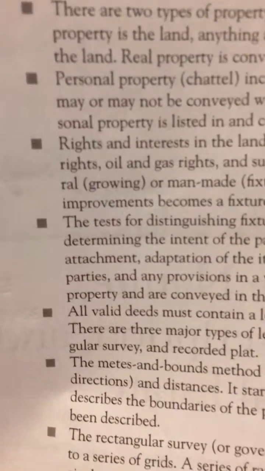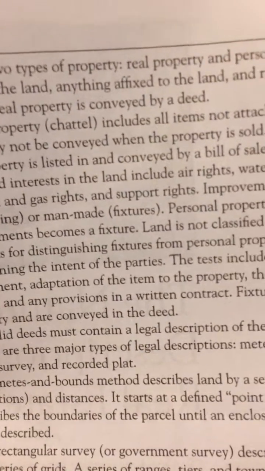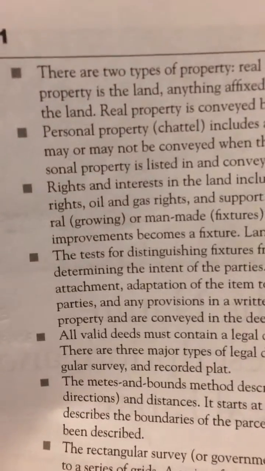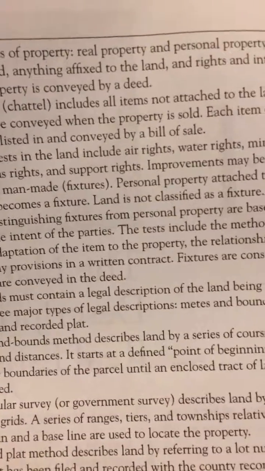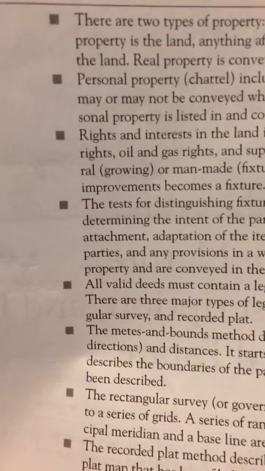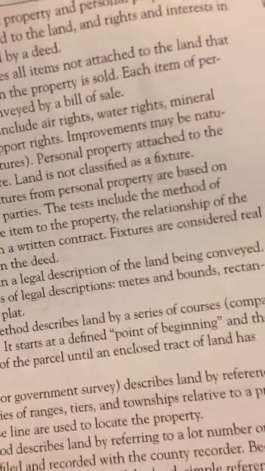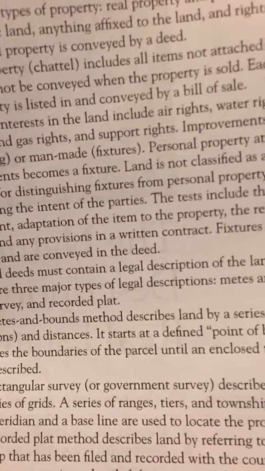Improvements may be natural, growing, or man-made fixtures. Personal property attached to the improvements becomes a fixture. Land is not classified as a fixture. The tests for distinguishing fixtures from personal property are based on determining the intent of the parties.